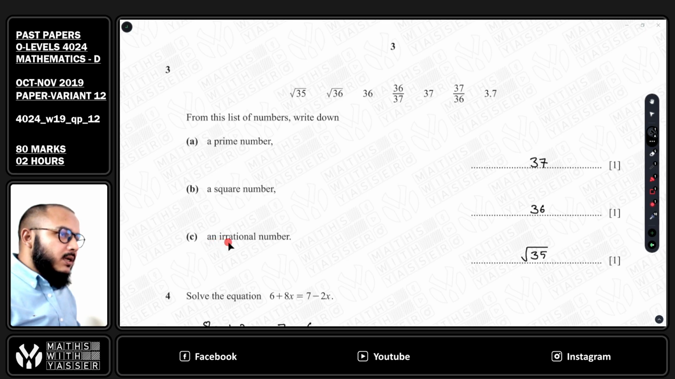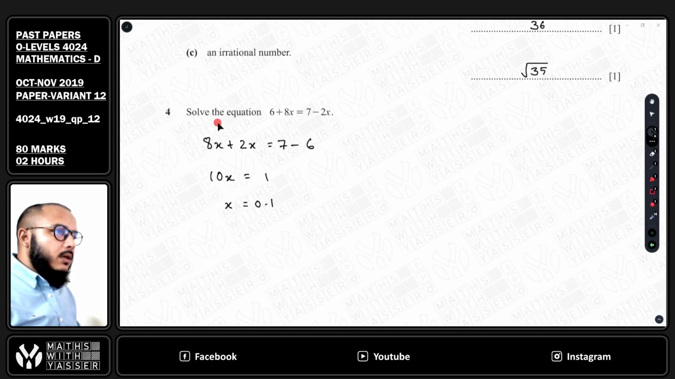Then it says what is an irrational number. So this root 35 is an irrational number. Question number 4. Solve the equation 6 plus 8x equals 7 minus 2x. If I bring all the x's on the left hand side and the constants on the right hand side, it will be 8x plus 2x equals 7 minus 6, which is 10x equals 1. Therefore, x will be 1 over 10, which is 0.1.